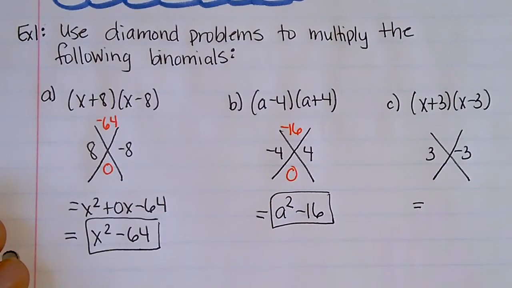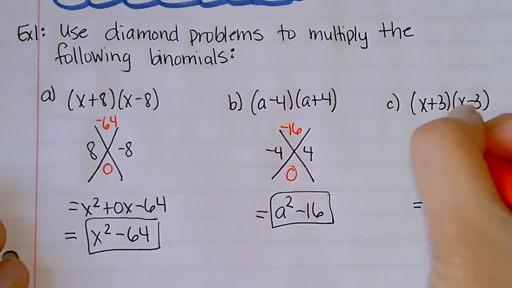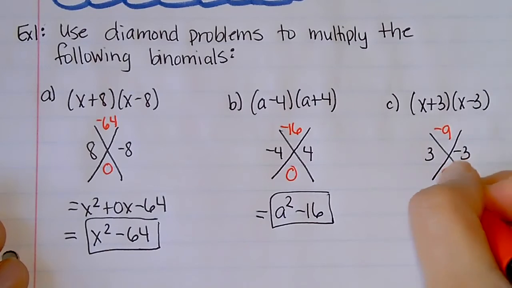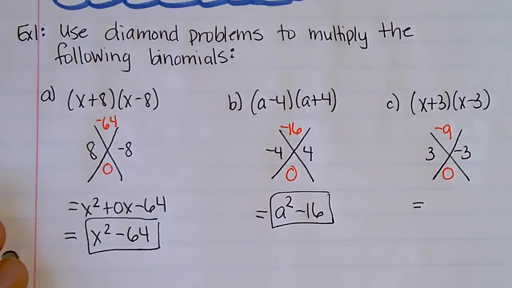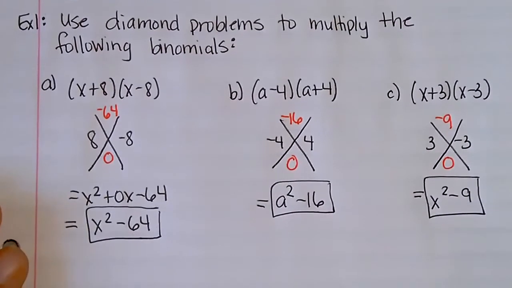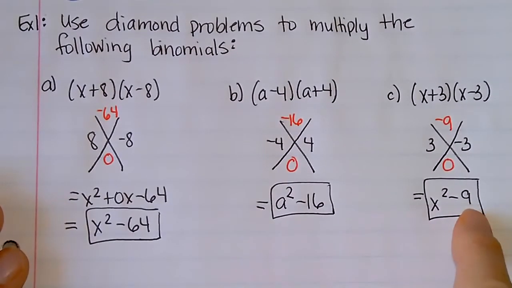Okay, over here. 3 times negative 3, so that's going to be a negative 9. 3 plus negative 3, 0. So again, I'm going to get x squared, no x's, minus 9. And that is our answer for each of these.